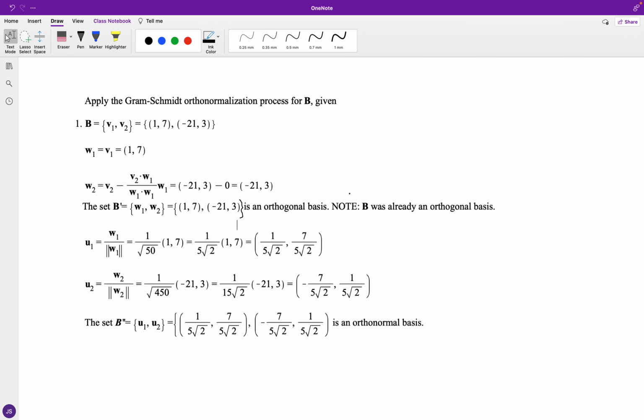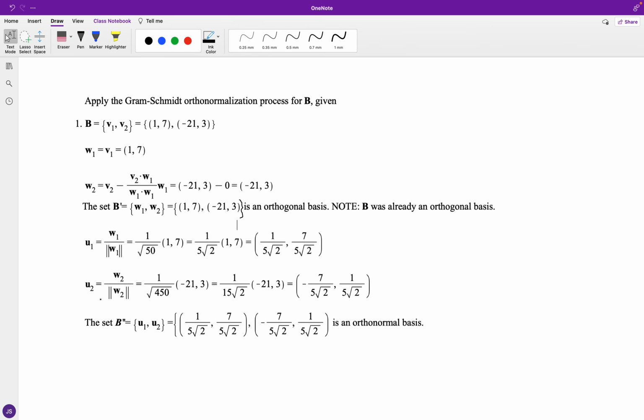And so looking at the unit vector conversions for both W sub 1 and W sub 2, now in W sub 1 we have (1, 7). Now the norm is going to be the square root of the sum of the squares of 1 and 7. So you got 1 plus 49 is 50. So you got 1 over the square root of 50, which is going to be 1 over 5 times the square root of 2. And multiplying by W sub 1, with our components, we have 1 over 5 square root of 2 and 7 all over 5 square root of 2.